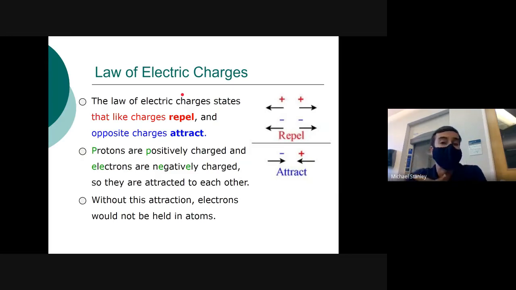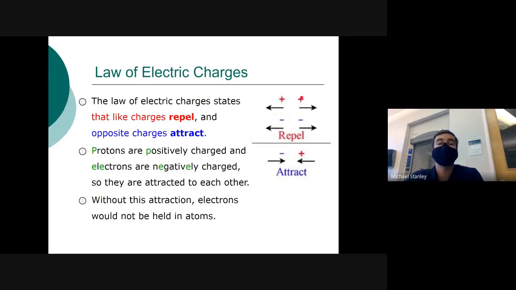So one of the key ideas of electric charges, in fact, it's so important they call it the electric charge law, or the law of electric charges, is that like charges, or similar charges, repel each other, and opposite charges attract.